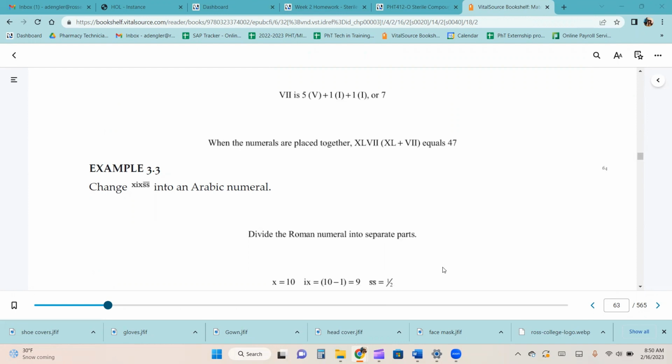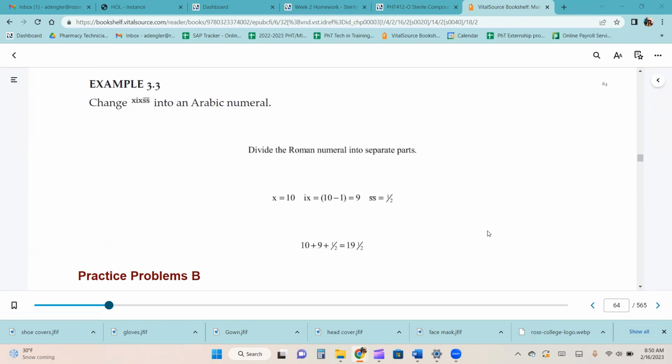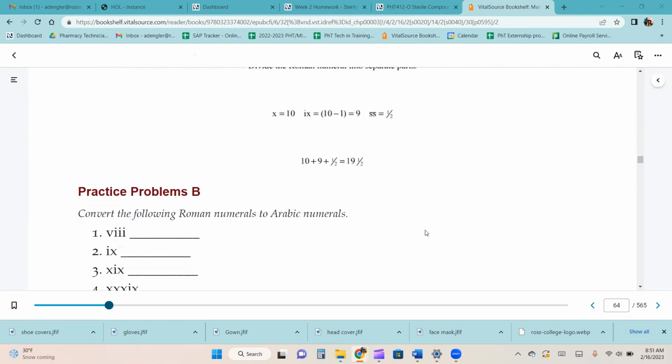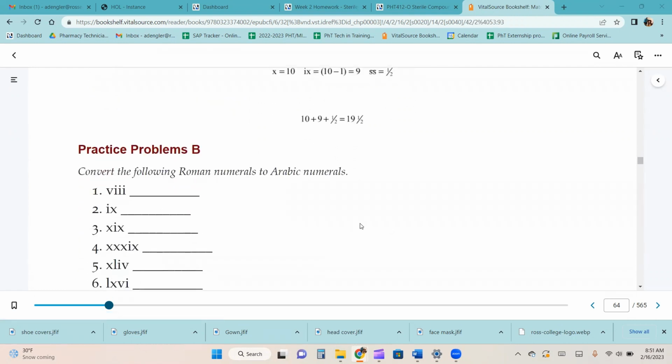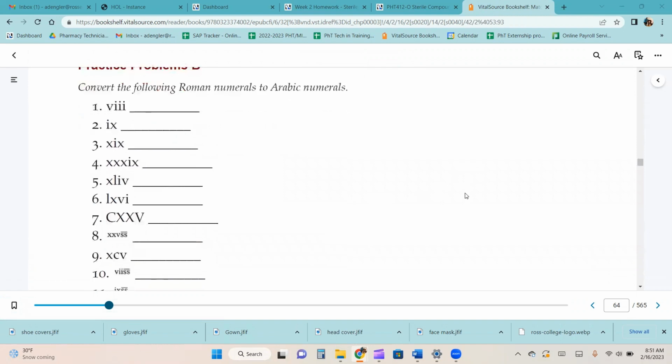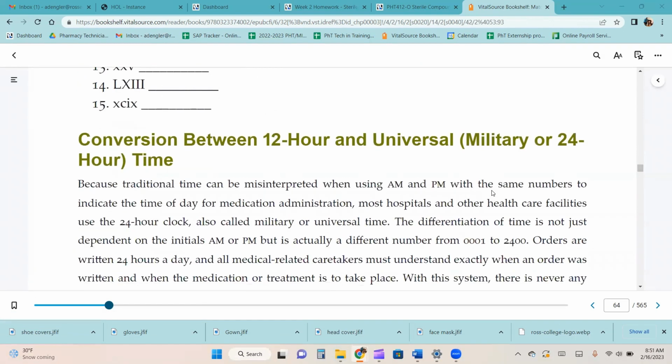And then example 3.3, we're going to change XIX and then SS, remember that's going to be 1/2, into an Arabic numeral. So we're going to divide the Roman numeral into separate parts. X is equal to 10. IX is 10 minus 1, so that's 9. And then SS is 1/2. So if we put those together, we have 19.5. And practice problems B are just Roman numerals to Arabic numerals, which you can do for practice.